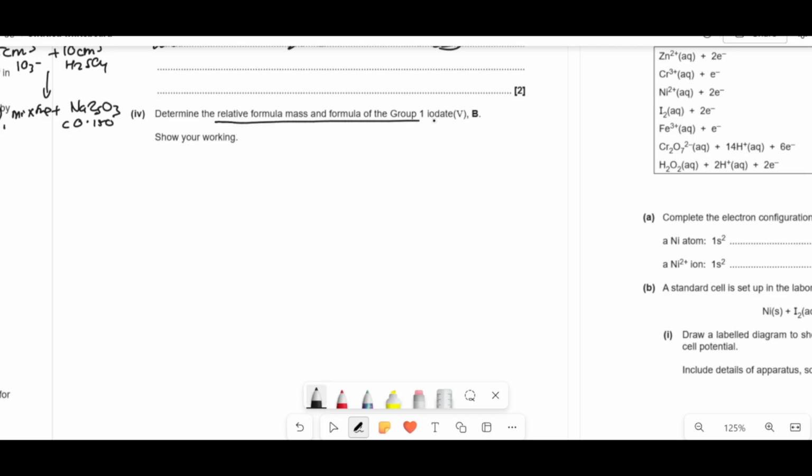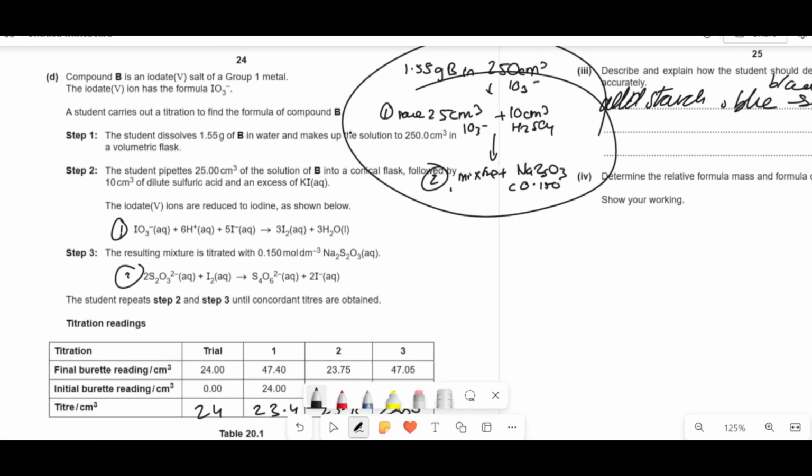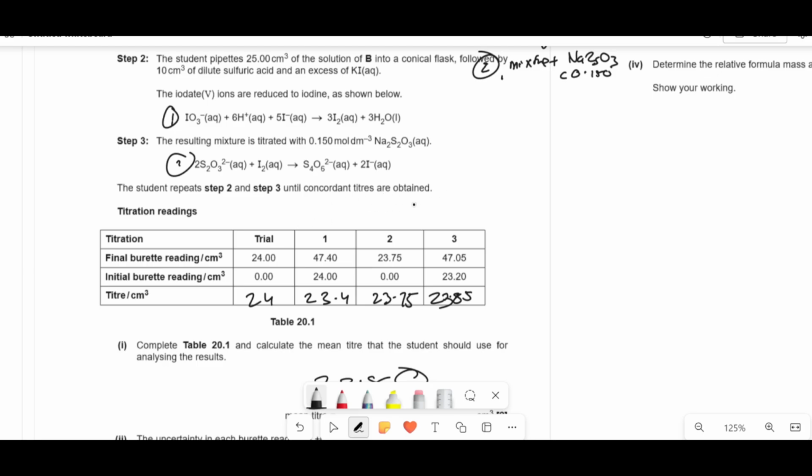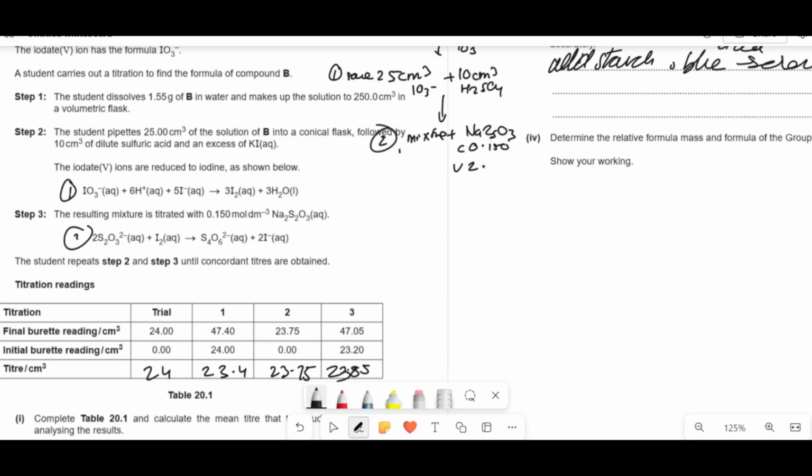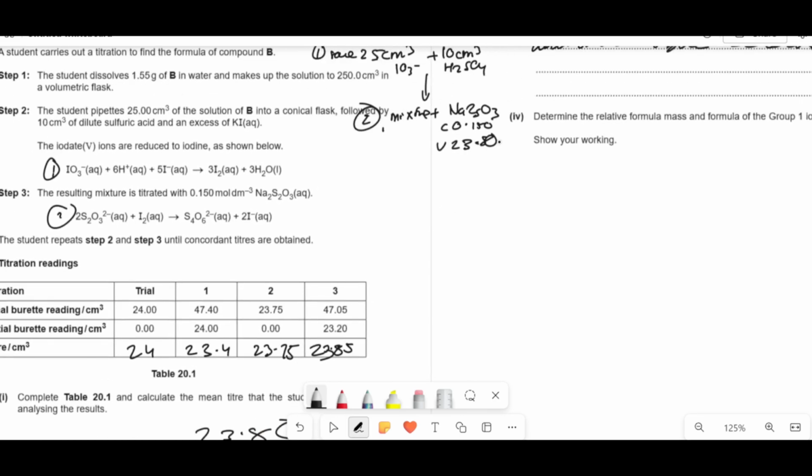Then it says determine the relative formula mass of this group 1 iodate. It's all right there because I've flowcharted it, now it makes sense. For this titration, we need to figure out what this mean titre actually belongs to, what volume this is. This volume is here, 23.80. So now we can work that out, because if I can work out the moles of this, I know all of this I2 came from here, so I can find out how many moles came from here, and then work back upwards.